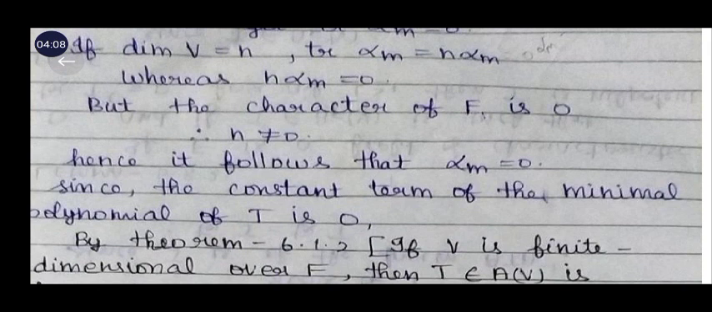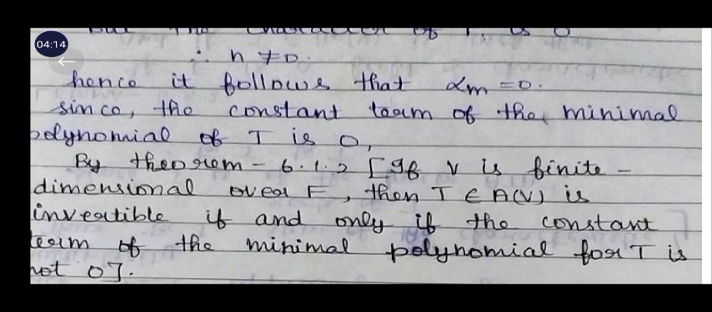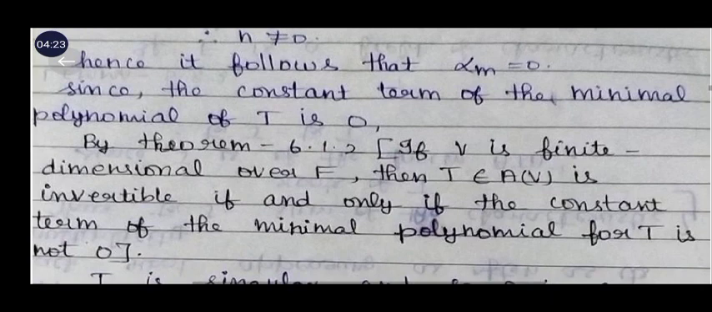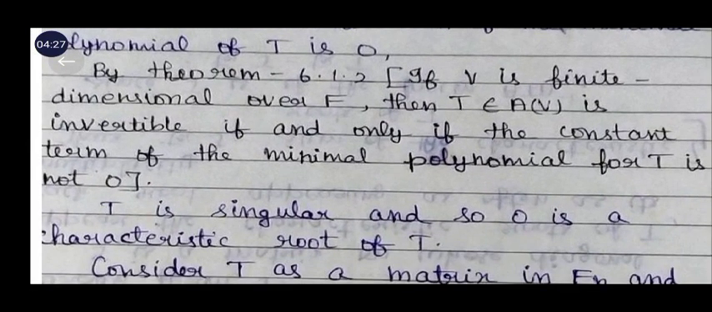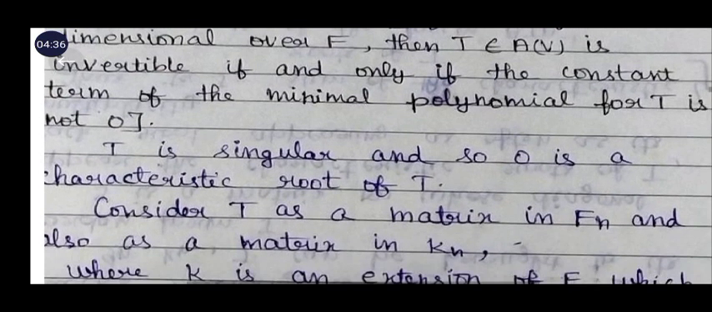Since the constant term of the minimal polynomial of T is 0, by the theorem we have, if E is finite dimensional over F, then T belongs to A of E is invertible if and only if the constant term of the minimal polynomial for T is not 0. From this we get that T is singular, and so 0 is a characteristic root of T.